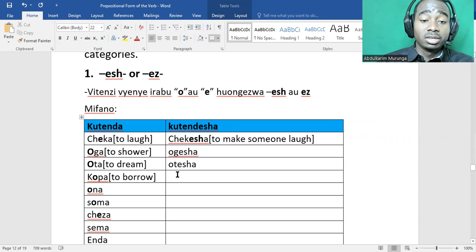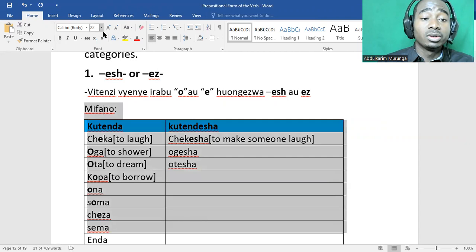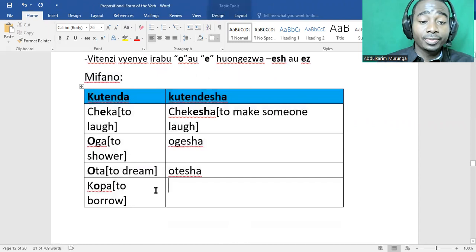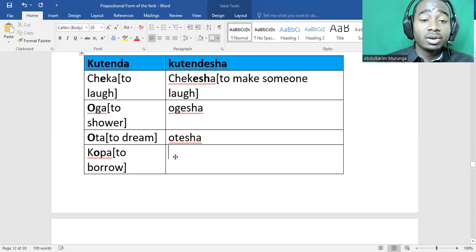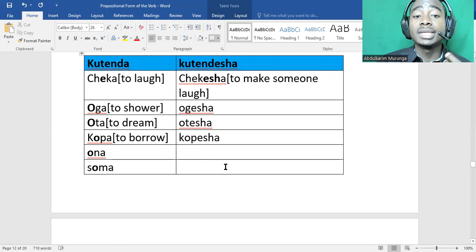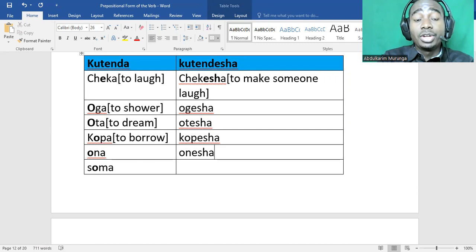Kopa. Kopa is to borrow. Now to make someone borrow, we'll say kopesha. Kopesha, make someone borrow. Ona, to see. Onesha, make someone see, onesha. To show someone, okay, onesha.